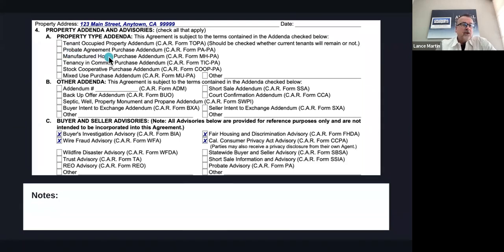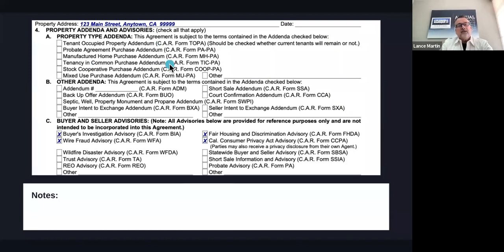The probate agreement and purchase addendum, the PAPA. We don't have a probate contract. For those of you thinking, wait a minute, I thought there was a separate contract for probate, well, we did have a separate contract for a probate property. Now we don't. Now we're using the normal RPA and the probate addendum. We will go through that addendum in detail.